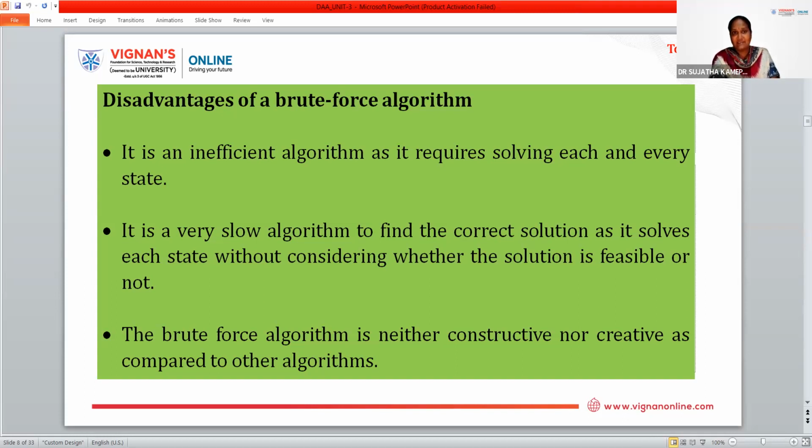The brute force algorithm is neither constructive nor creative as compared to other algorithms which were designed based on divide and conquer, greedy, dynamic programming, backtracking, branch and bound, etc. So I hope that you all understood what is the introduction for brute force algorithm, what is optimizing algorithm, what is satisficing algorithm, and what are the advantages and disadvantages of these algorithms.